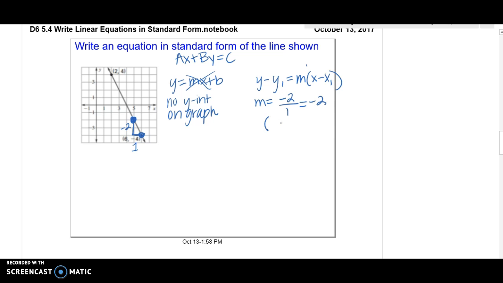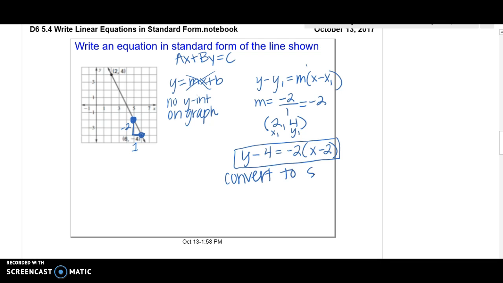And then I'm going to use the point. I'm going to use 2, 4. You could use 6, -4. That would be totally fine, but I'm going to use 2, 4. So let's build my equation. This is my x1, y1. So I'd have y minus my y1, which is 4, equals my slope, which is -2, times x minus my x1, which is 2. So there is an equation. Now, they want it in standard form. So I'm going to take this and now convert to standard.